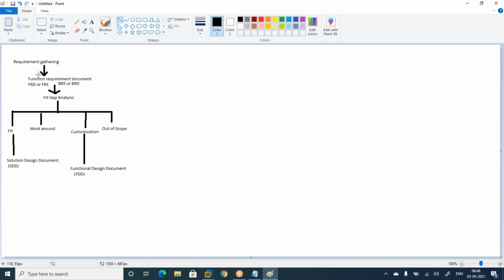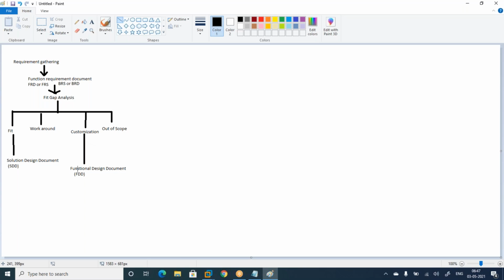Requirement gathering, functional requirement document or business requirement document, then fit gap analysis. Next, for fit, there are two options: one is direct fit, another one is workaround solution. Gap also has two options: one is customization, another one is out of scope.